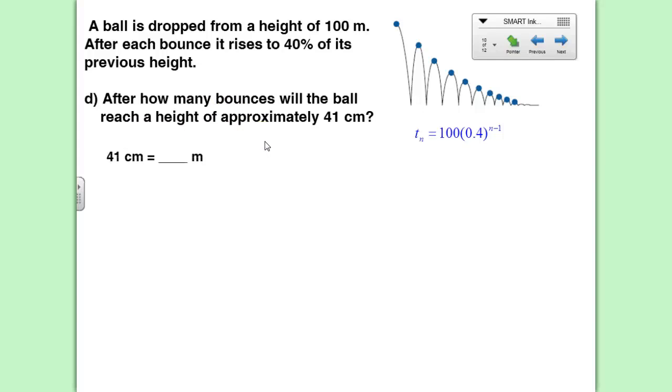Okay, well, might be handy to convert that to meters, so we're dealing with the same units because it starts with 100. It starts with 100 meters, so we better deal in the same units. Now, we have our formula.